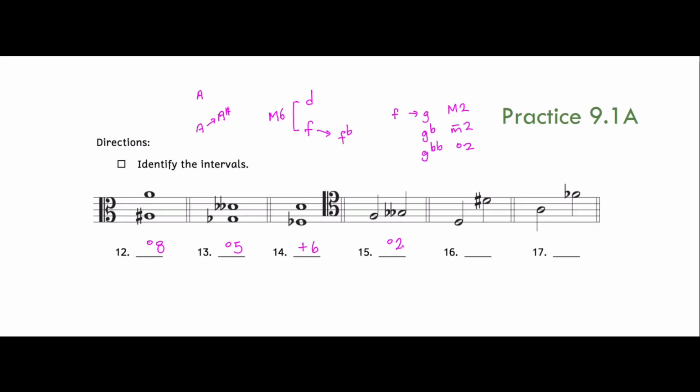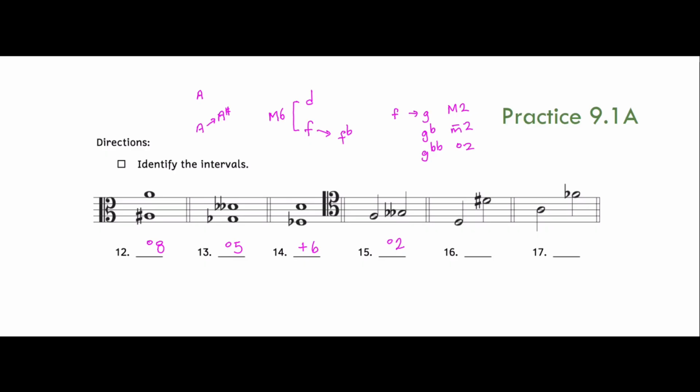Let me go ahead and play this one for you. So we have F going to G double flat. So they sound the same because they're enharmonically equivalent, but because the second note is written as a G something, it has to be a second.